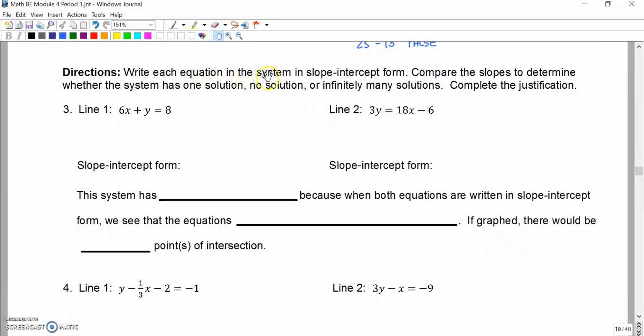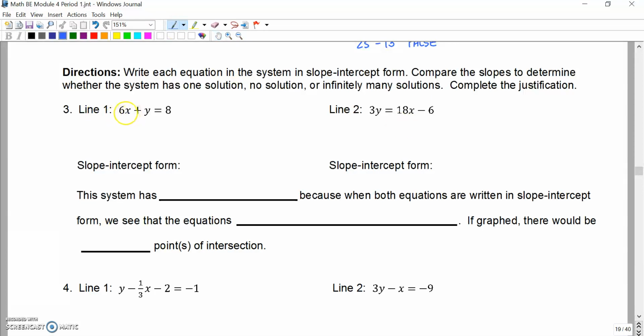Next, we're going to go down to number 3. These problems say write each equation in the system in slope-intercept form. Compare the slopes to determine whether the system has one solution, no solution, or infinite. And then complete the justification. So this is using that table that we filled out in the last lesson that took up a whole page. And so you might want to reference that, but even before we look at that, the first thing we need to do is get each one of these into slope-intercept form.